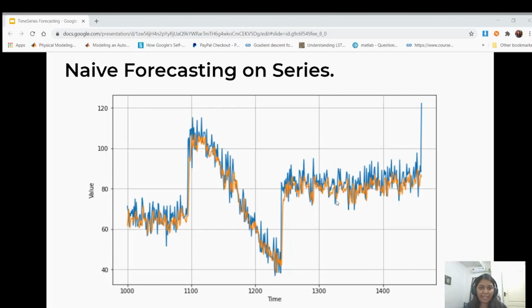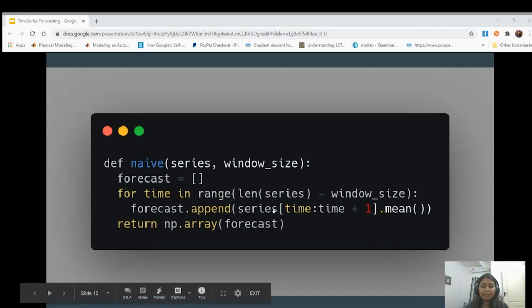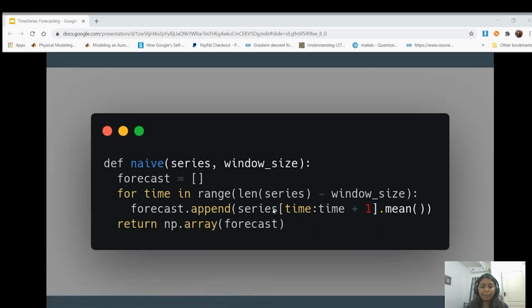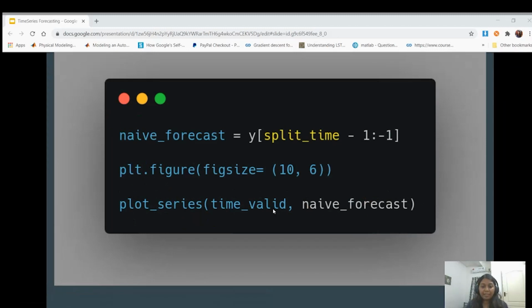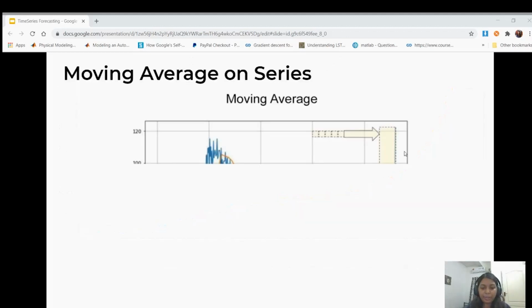This is the example of naive forecasting on a series. So in naive forecasting, we don't do much. We just take the data and then put it in the future. So what's happening? It's overfitting the curve. If I want to write code for naive forecasting, it's just appending the data one step beyond. And if I want to plot the naive forecast, it's like this. It's following the same curve as your actual one. So what you are actually doing is just taking one step behind data and putting it in.